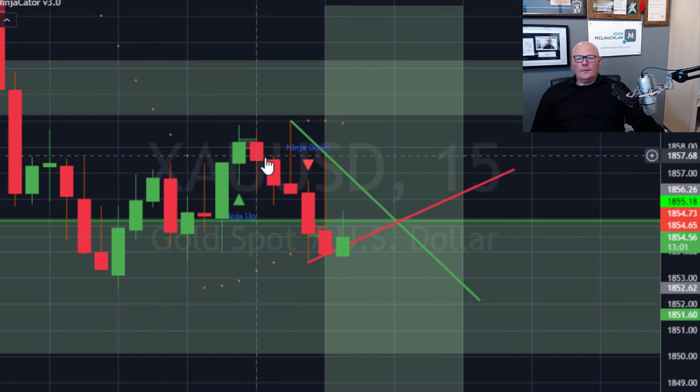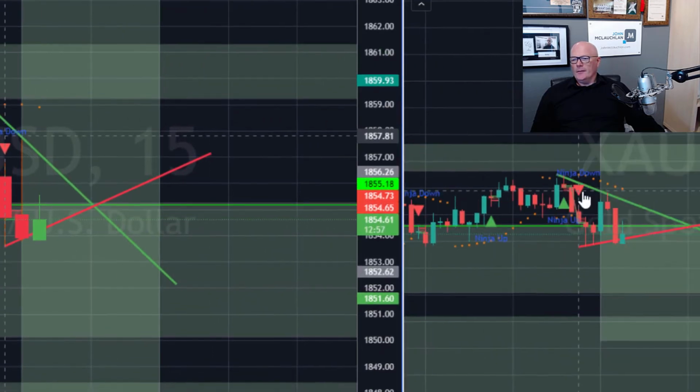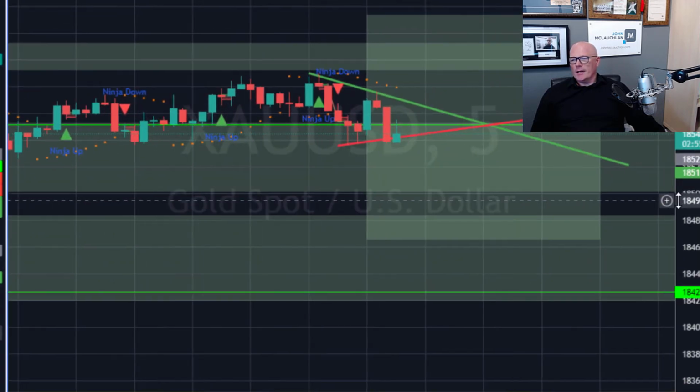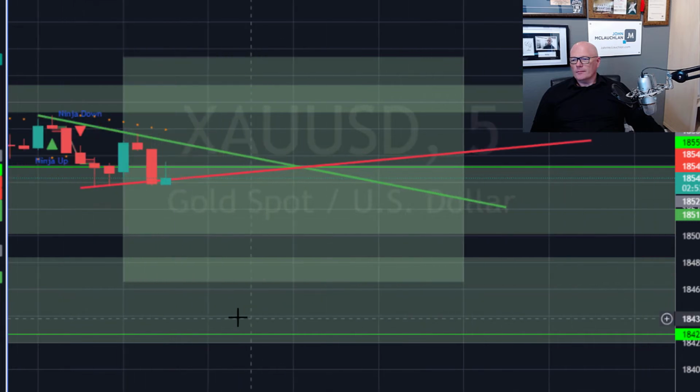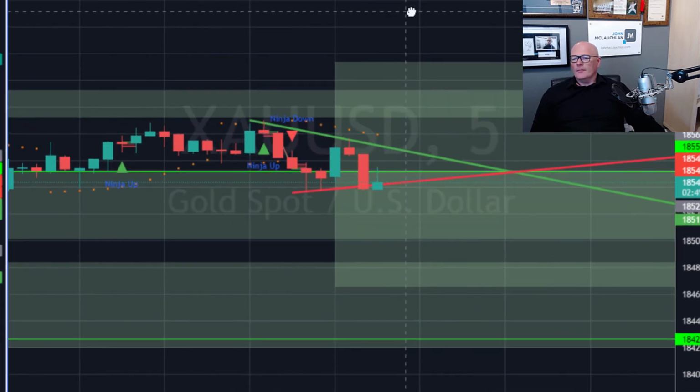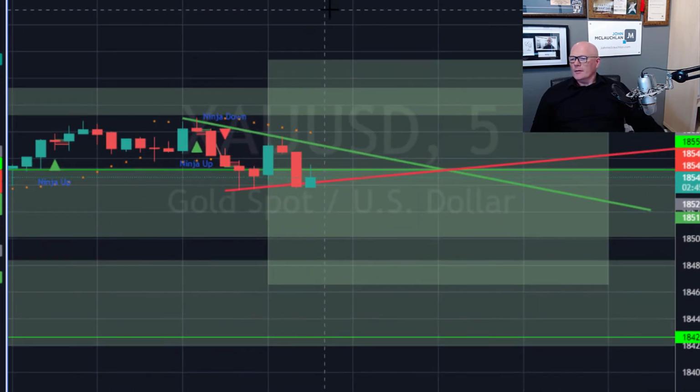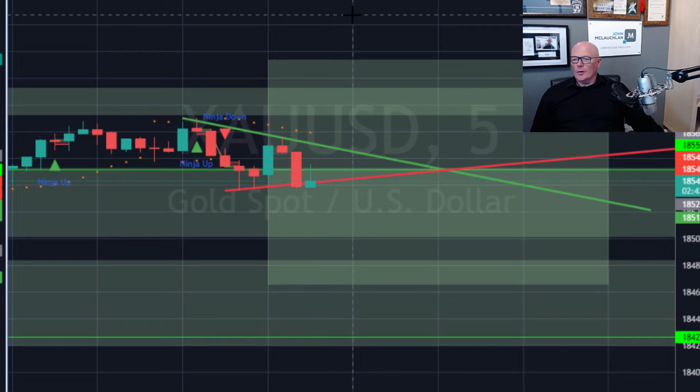So we've put the indicators on the 15-minute. We're now going to move over to the 5-minute, and this is where we're going to take our alerts from. And what I'll do, I'll leave both charts up.